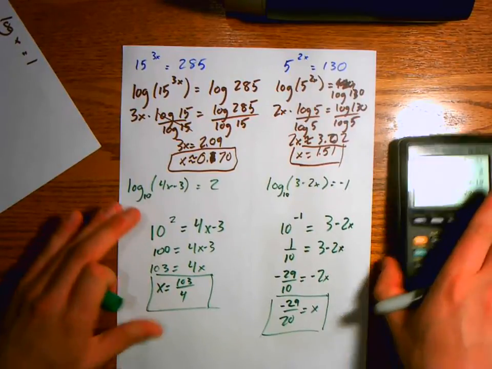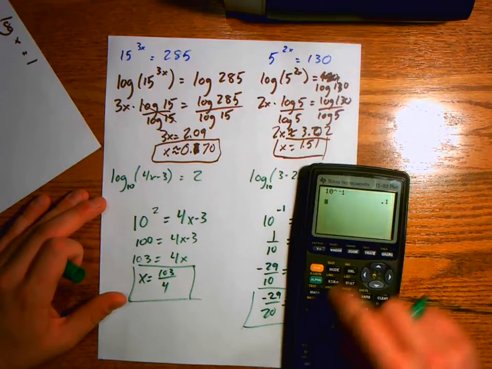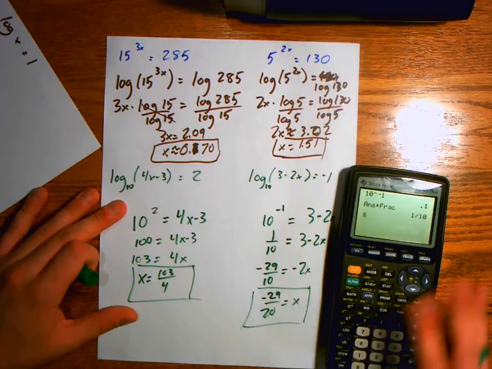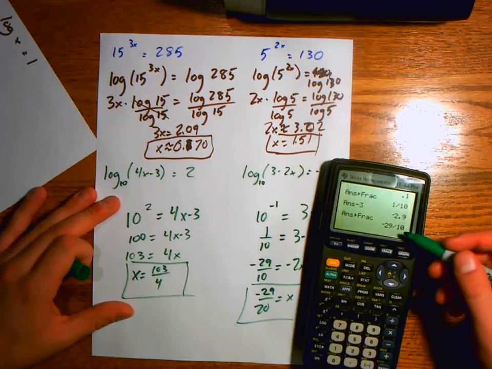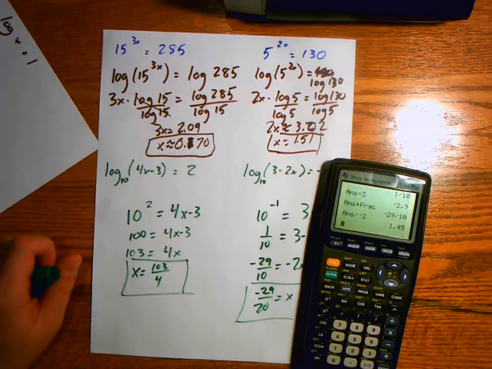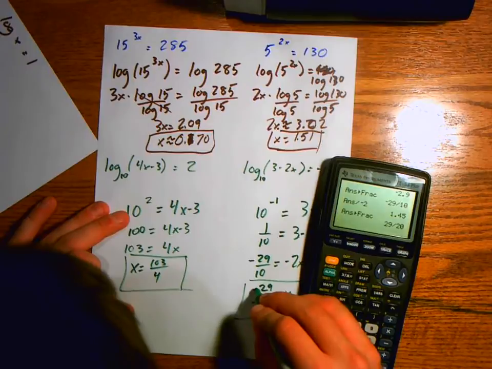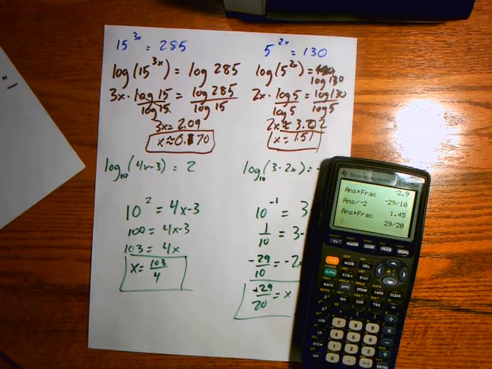Okay, this can all be done in the calculator. You can take 10 raised to the negative 1 power, and you get 0.1, which is also 1/10. And then by subtracting 3, you get negative 0.29, but as a fraction is negative 29 over 10. And then dividing it by negative 2 as a decimal is 1.45, which is a positive 29 over 20, not a negative. Okay, so that's converting from logarithmic form into exponential form.